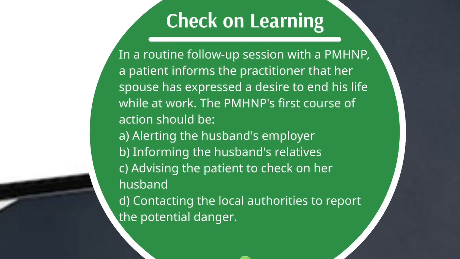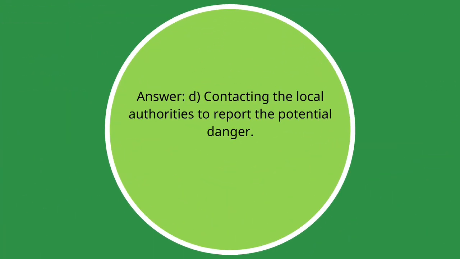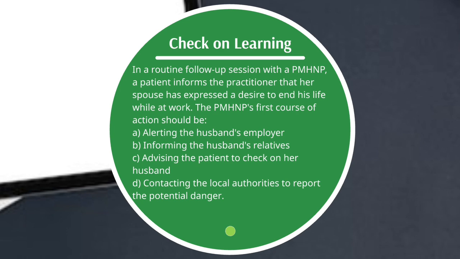Again, the same principle applies. Different question, different wording, but contacting your local authorities to report the potential dangers is the correct answer. Let's look back at those other possible answers. A. Alerting the husband's employer. Well, what if the employer doesn't do anything and says, nah, I will just carry on my day, and something happens? Informing the husband's relative: what if the relative shrugs it off and does nothing? Advising the patient to check on her husband could be okay, but again, it could put the patient in harm, and it could put others in harm.